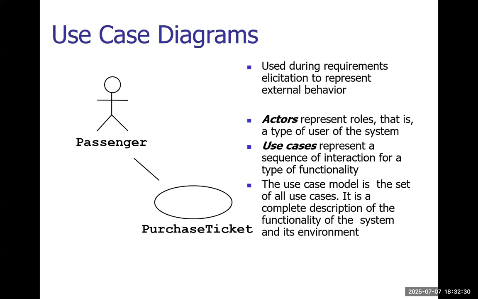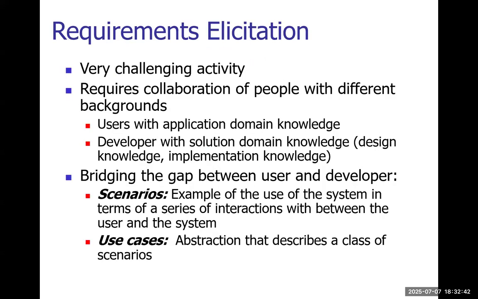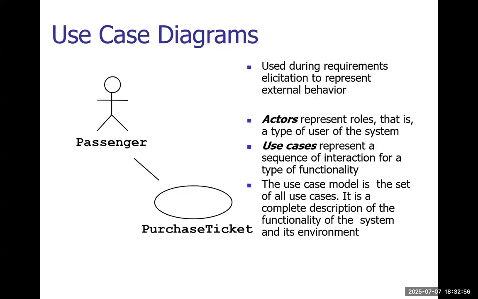So now let's see what a use case is and what the use case diagram does. Why can it bridge the gap? In general, the use case, from the scenario, is an example of the usage of the system. It contains step by step what the system does in this particular use case. So basically, the use case represents a sequence of interactions for a type of functionality.